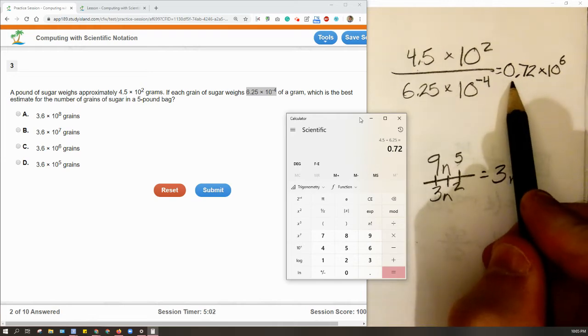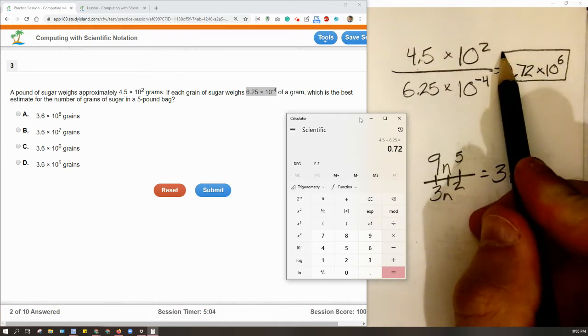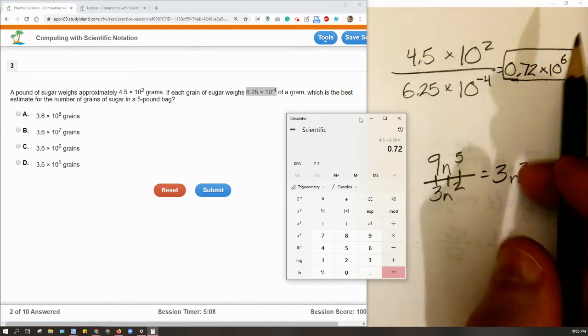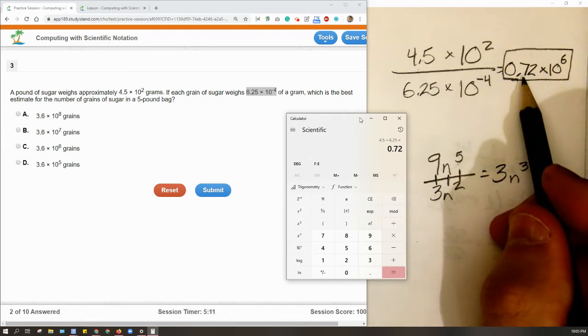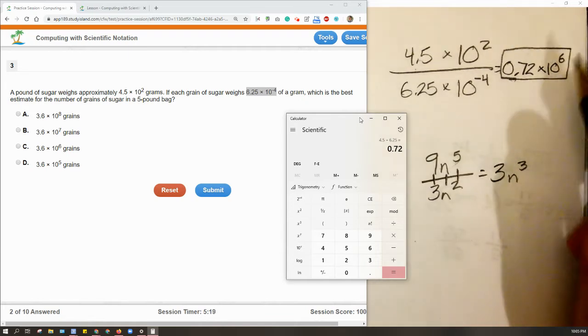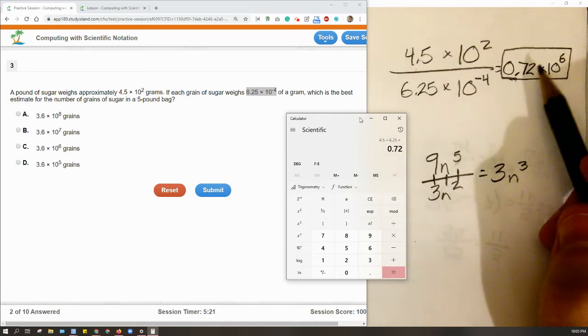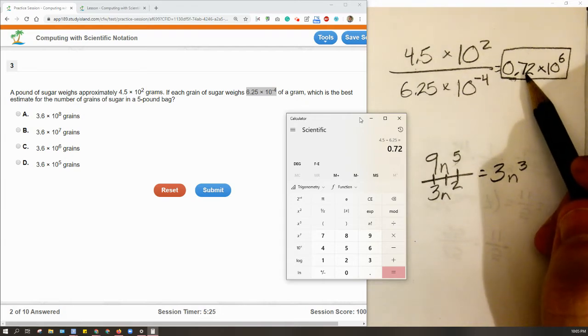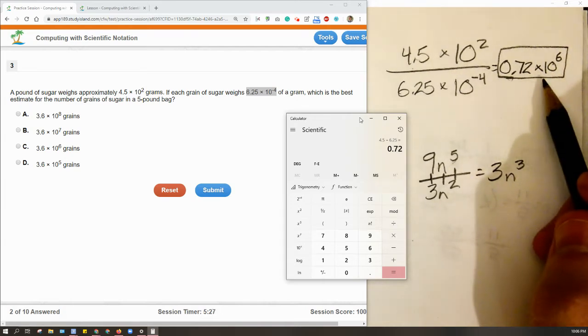Now, this is the right value, but it's not the right answer. And the reason it's not the right answer is because it's not in scientific notation. We should put it in scientific notation by moving the decimal point between the 7 and the 2. You see, 0.72 is less than 1. And if you put something in scientific notation, it has to be greater than or equal to 1 to start with, but less than 10. 0.72 is less than 1, so this would not work.